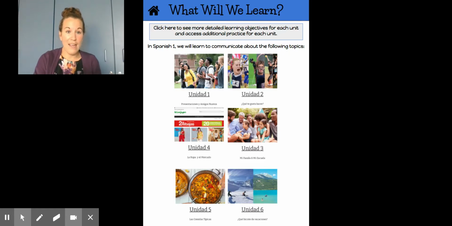In Unit 3, they'll learn about family and school, and then clothing is what they'll study in Unit 4. In Unit 5, they'll talk about what they typically eat, as well as what is typically eaten in other countries. And Unit 6 is about things that they might do on a vacation or have done on a trip or like a summer break in the past.